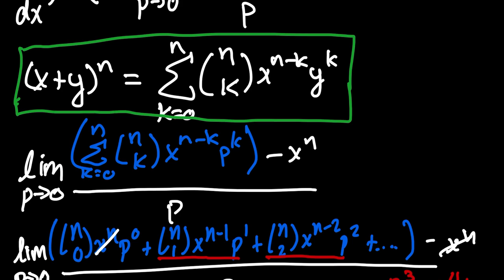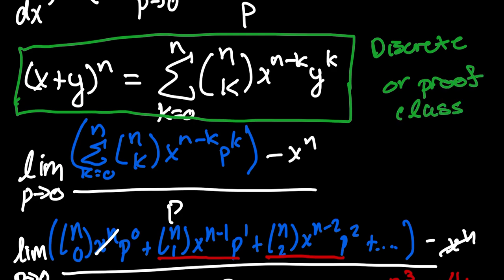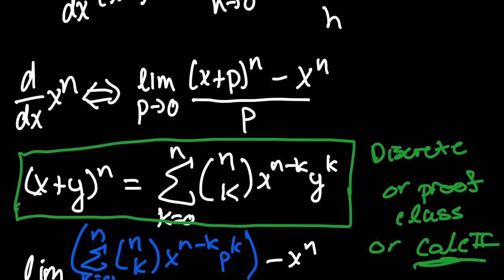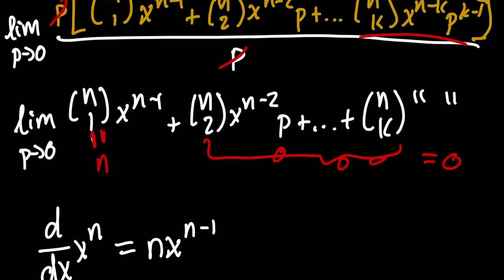You will learn this in either discrete or any proof class, or Calc 2 as well, I believe. Calc 2, I could be mistaken, but I know in discrete you will cover it if you have time for it, which you most likely will. So yeah, with a little bit of knowledge of discrete, you should be able to prove this just fine.